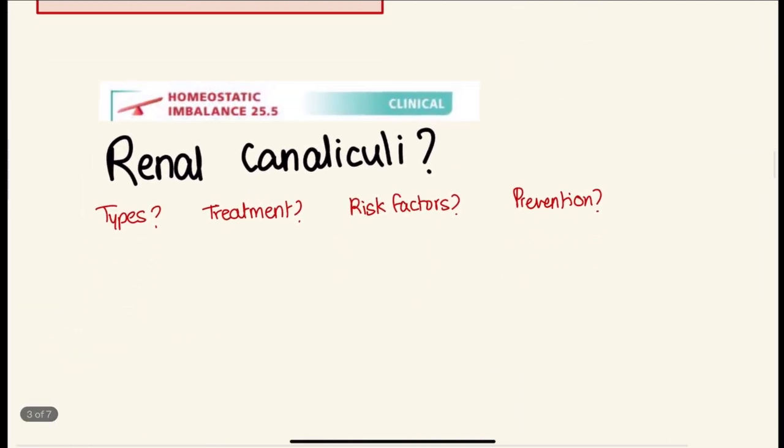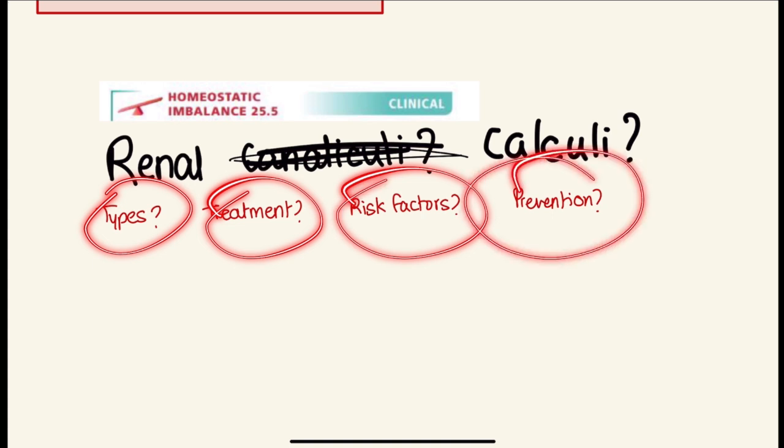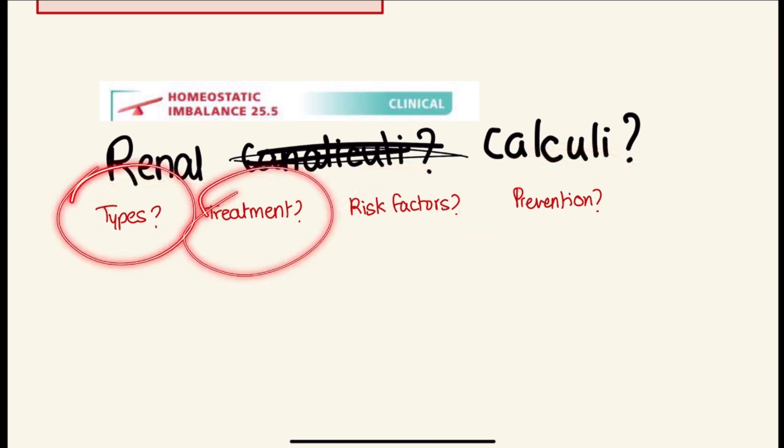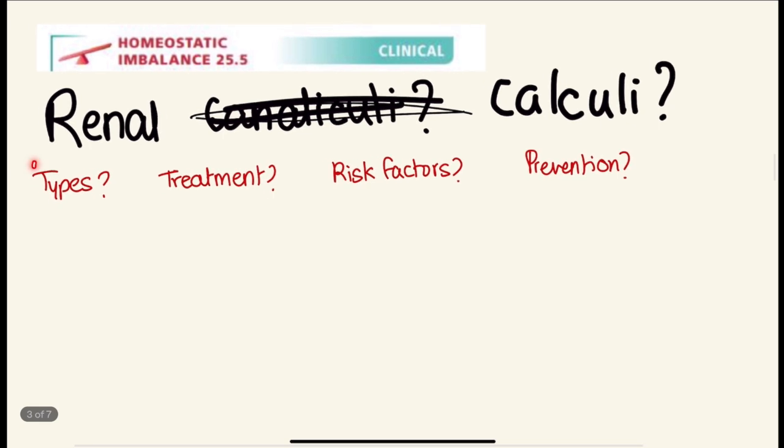Okay, so let's do a homeostatic imbalance, which is about renal calculi. The spelling over here is wrong, but basically I have renal calculi. So let's discuss the main features. Like I told you, we want to know what's happening. What are the main features? What are the types of renal calculi? First, let's just say what renal calculi is.